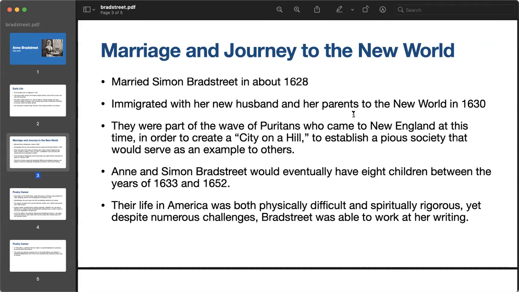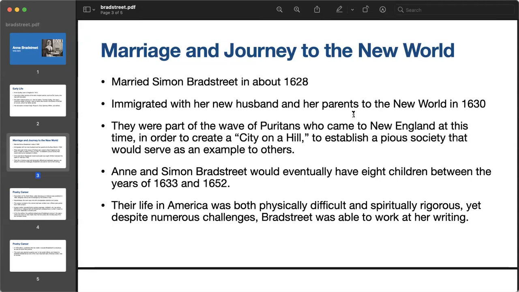But she did, and she and her husband, who were married until death, eventually would have 8 children between the years of 1633 and 1652. So if you do the math, 8 children in a period of about 19 years. Obviously, a lot of her time as an adult was spent either bearing children or raising children. It was a difficult life. It was a physically difficult life. It was a spiritually rigorous life.